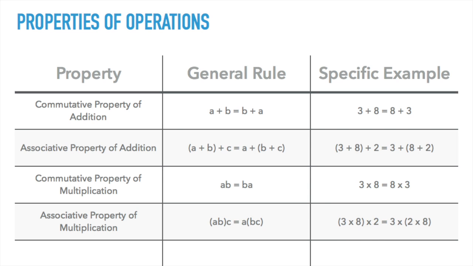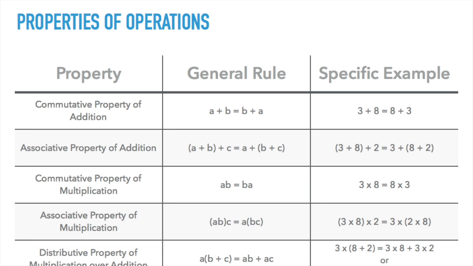We also have the associative property of multiplication. That's saying the quantity of a times b multiplied by c is equal to a multiplied by the quantity of b times c. It doesn't matter which numbers you group. If it's multiplication, you can multiply in any order and it will equal the same. 3 times 8 is 24, times 2 is 48, 2 times 8 is 16, times 3 is 48.